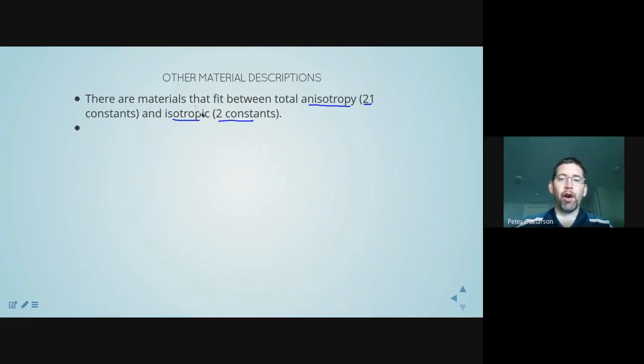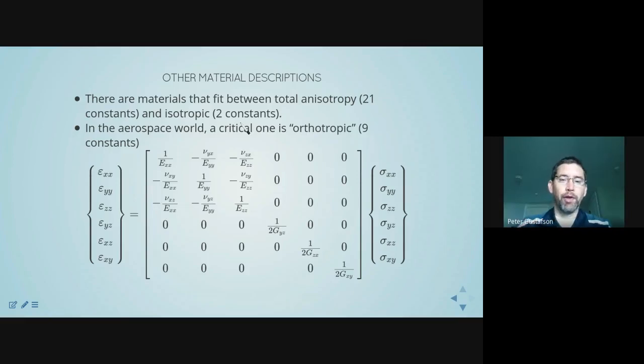And so it's worth noting that there are materials that fit between this fully anisotropic 21 constants and the so-called isotropic materials that just have 2 constants. So let me name them for you, or at least one that's really critical to us in the aerospace world. If you hear the word orthotropic, these are materials that behave in such a way that they have really 9 elastic constants that are unique. And in the frame that we're describing them, they still have a large number of zeros in their constitutive matrix.